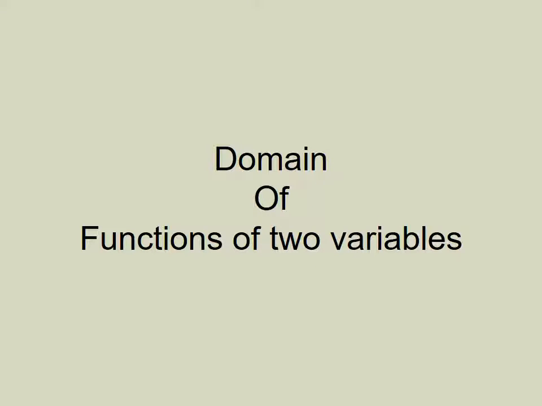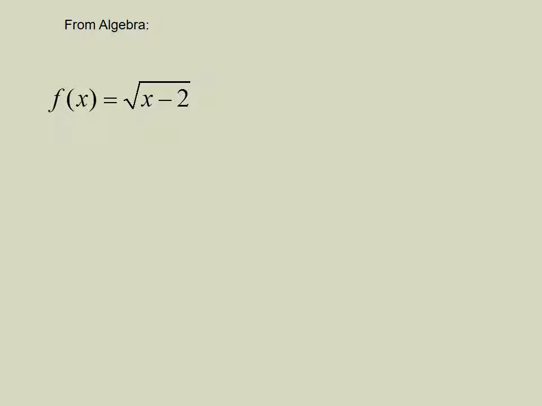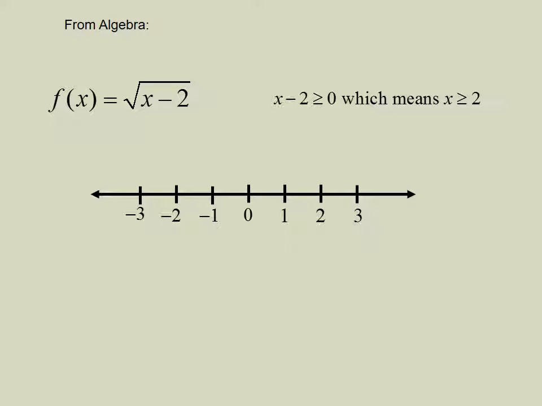We want to talk about finding the domain of functions of two variables. Remember, back in algebra, when we had a function like the square root of x minus 2, we just needed to know that the x minus 2 inside the radical had to be greater than or equal to 0. We solve that and we get x greater than or equal to 2. Well, in one dimension, we have all the numbers greater than or equal to 2, which would look like this. So here's a graph of the domain of that function. We actually have a way of saying that graph, like we have here.